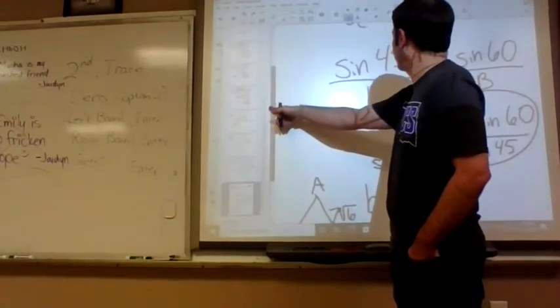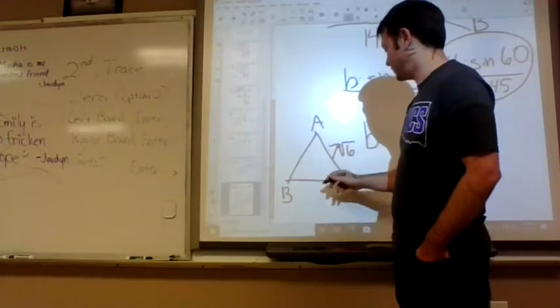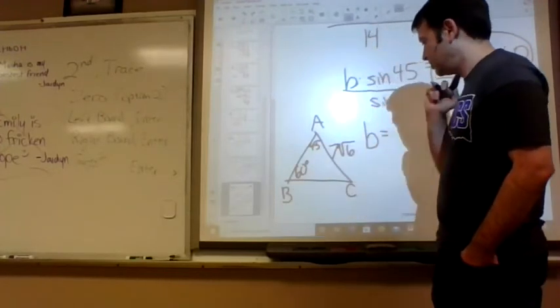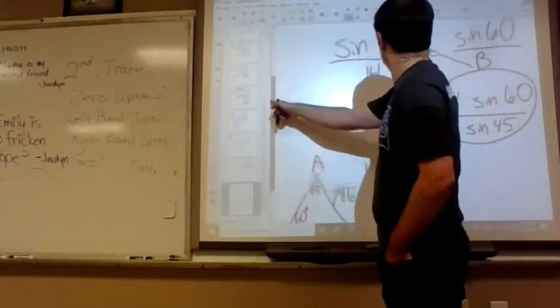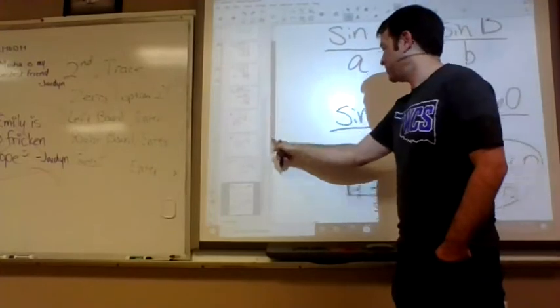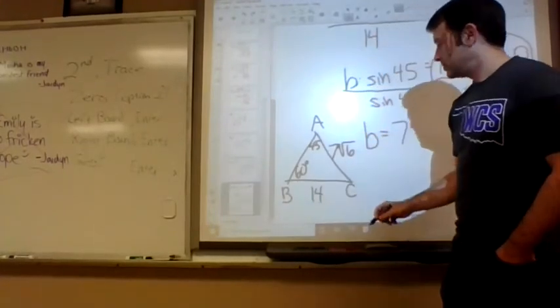Okay. 45 was A and 60 was B. And what else did they tell us? Side A was 14.